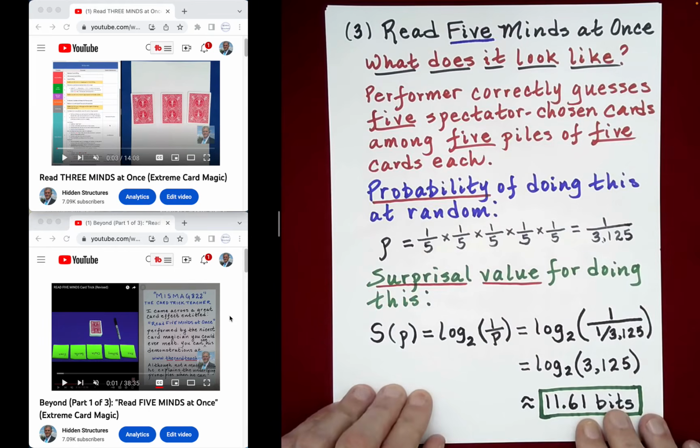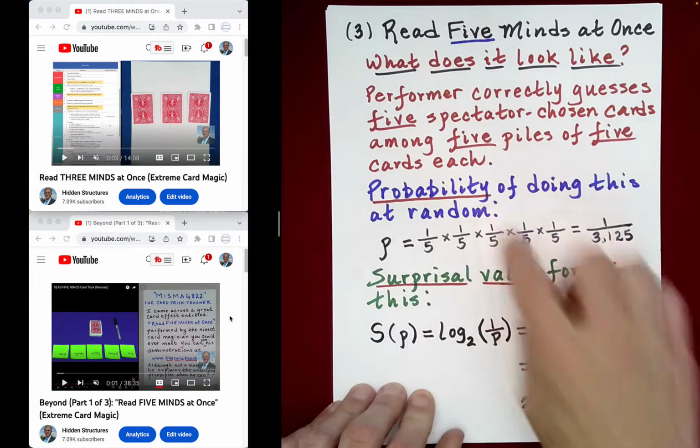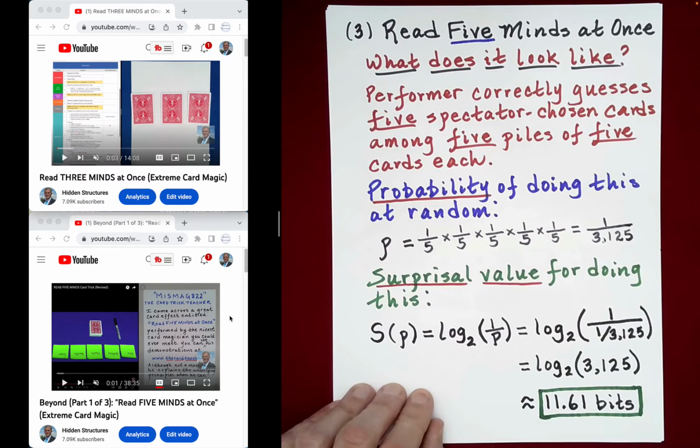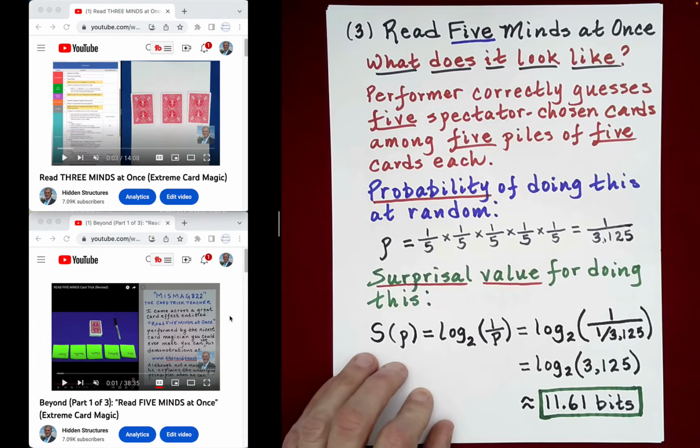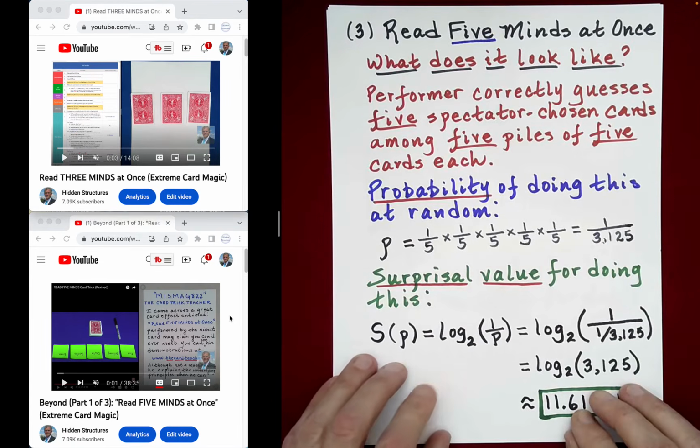Okay, and then we do the same thing where each pile is turned face up so you can see them all. And then you ask the spectator which pile contains your first selection. And the moment they tell you which of the 5 piles contains their first card, you know without a shadow of a doubt what card they chose for that first pile. You can immediately name it. And that's true for the second, third, fourth, and fifth card that they selected. Okay?